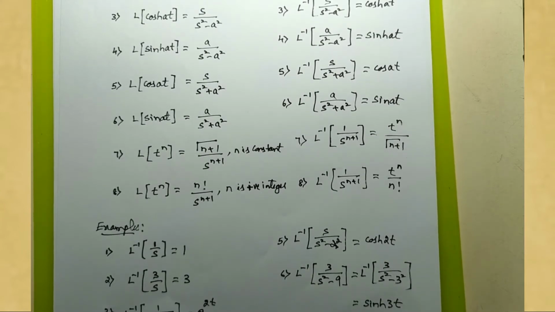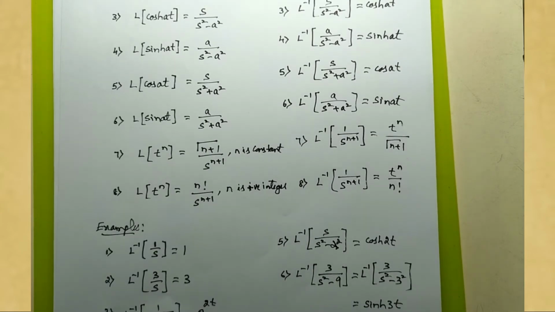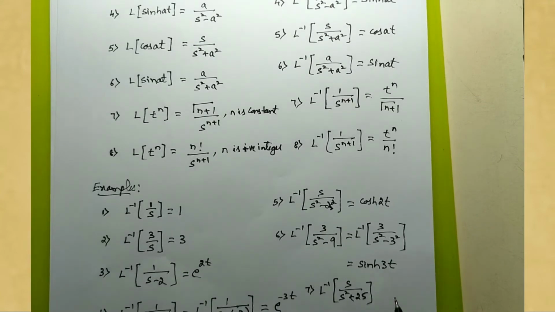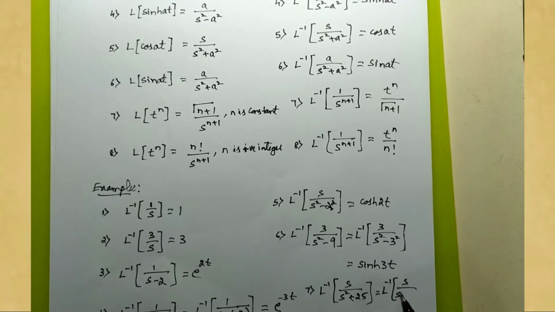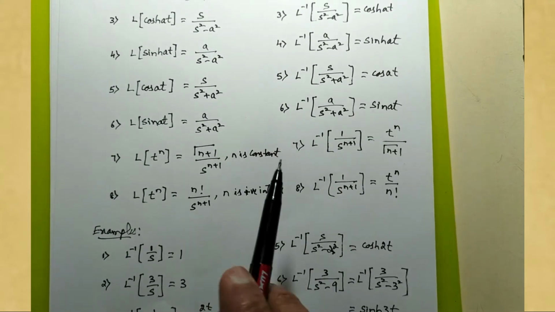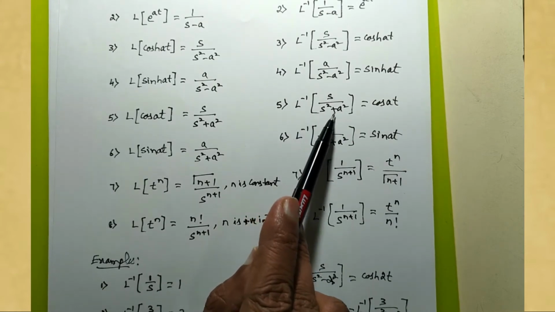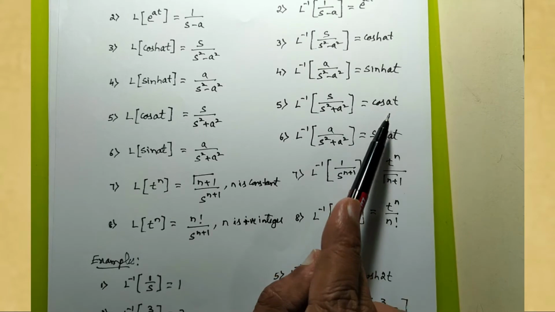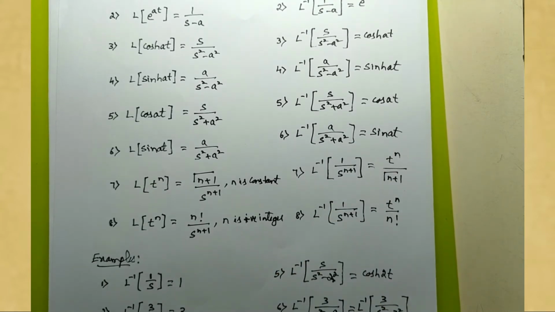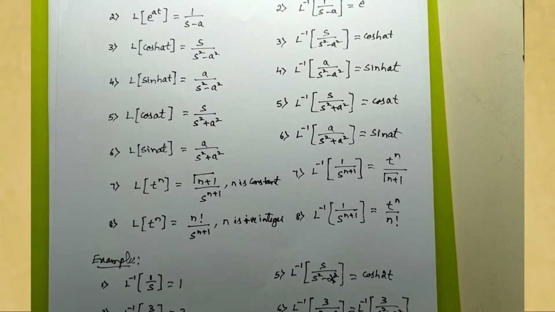Let's take another example. Inverse transform of s by s square plus 25. If I try to rewrite this, this can be written as L inverse of s by s square plus 5 square, which is similar to this formula that you have: s by s square plus a square. L inverse of s by s square plus a square is what? Cos at. So if you want to write down this value, it is cos of 5t, since a value is 5.